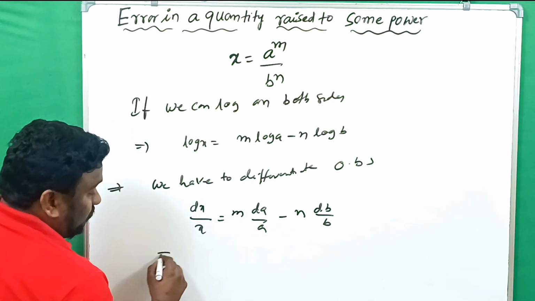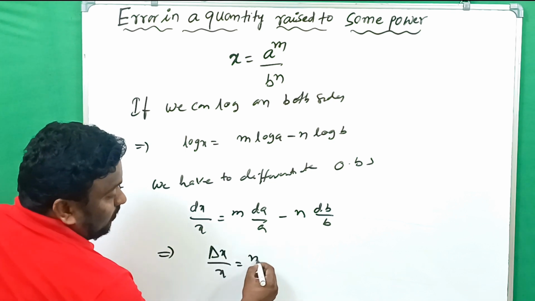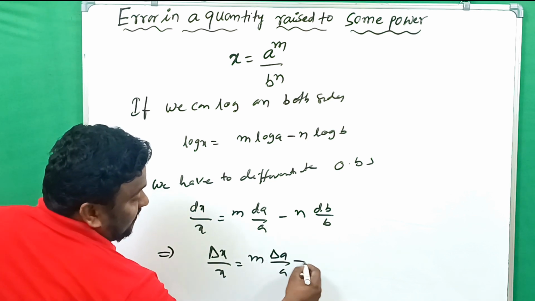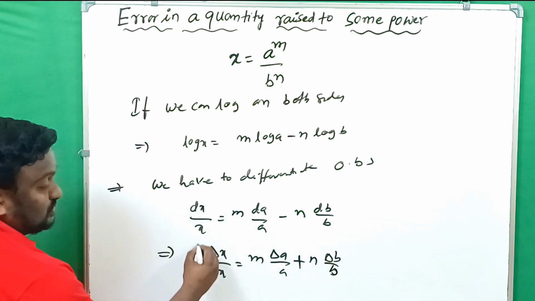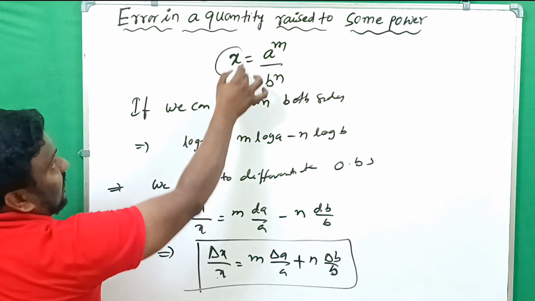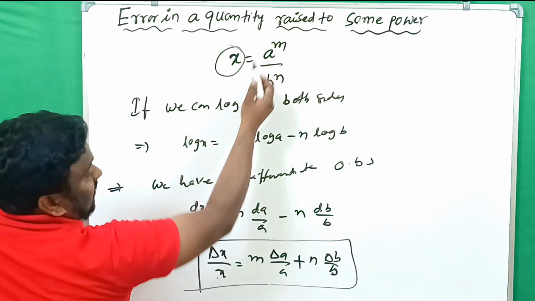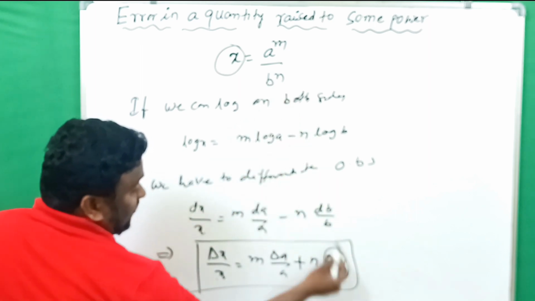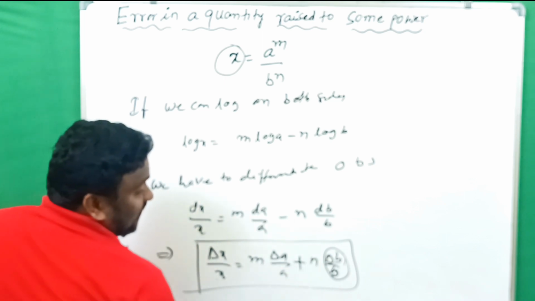If we take relative errors, we can write delta x by x is equal to m into delta a by a plus n into delta b by b, since for errors the subtraction becomes addition. So in this way also we can write this. Delta x by x is the relative error of the result, equal to the power of A into relative error of A plus the power of B into relative error of B. So delta x by x is equal to m into delta A by A plus n into delta B by B.